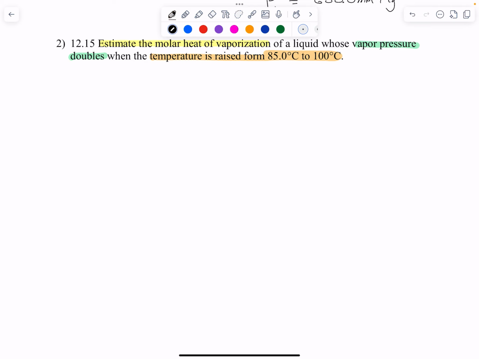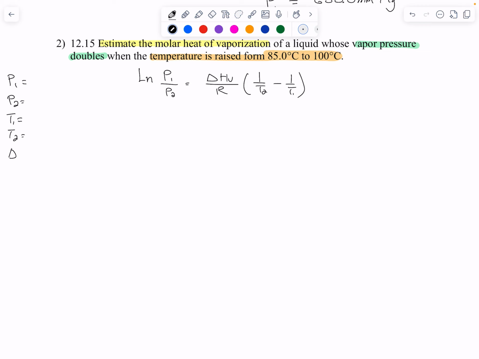So what formula are we going to use? Well, we've got the molar heat of vaporization, pressures, and temperatures. So it's probably going to be natural log of P1 over P2 equals delta HV over R, times 1 over T2 minus 1 over T1. All right, so I've got P1, P2, T1, T2, delta HV, and R. We're looking for delta HV, right? That is the question.